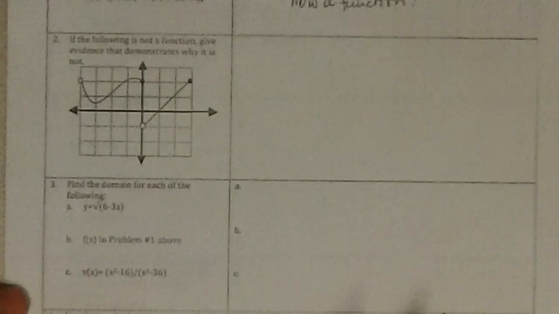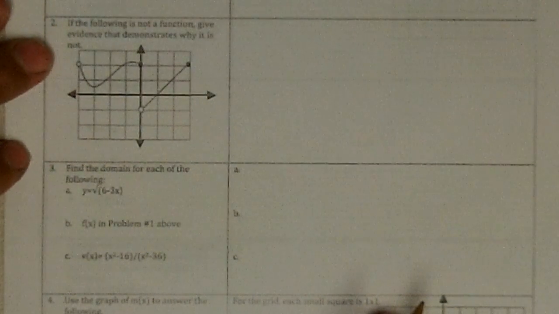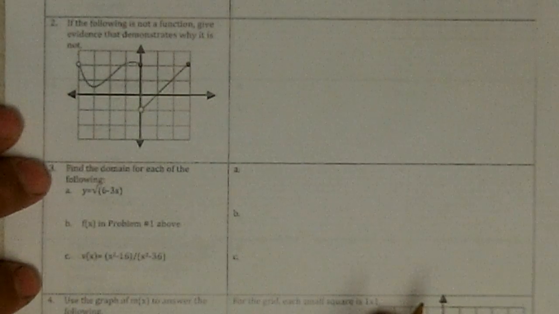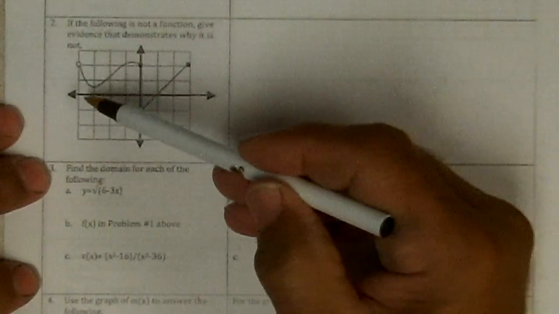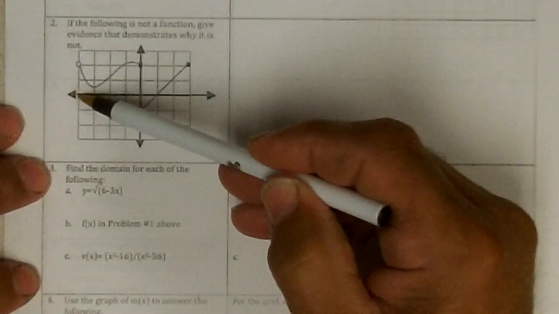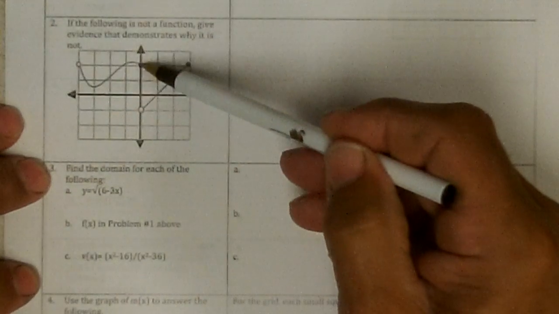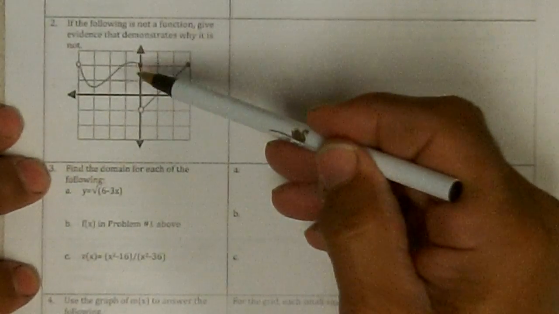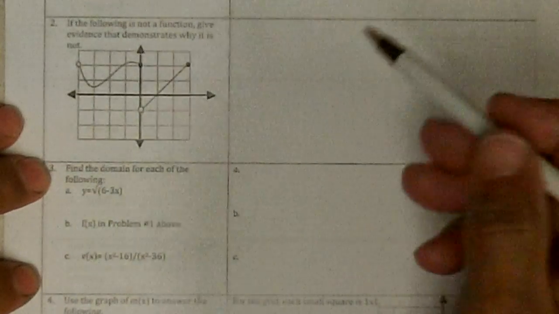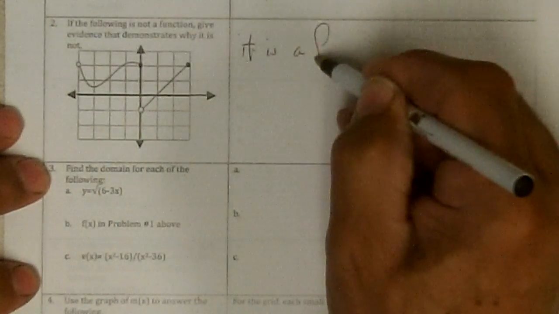Okay. Number 2. If the following is not a function, give evidence that demonstrates why it is not. Okay. So for all of these x's, there's only one y. There isn't a value for at minus 4, but there is all the way up to 0, or this line, and then there's a value here but not here, so that's okay, and then this is okay. So it is a function.